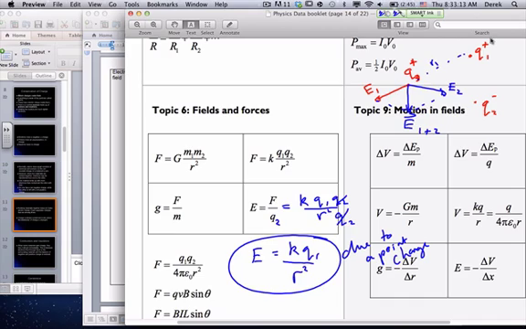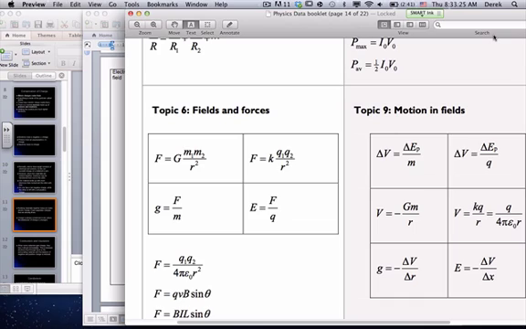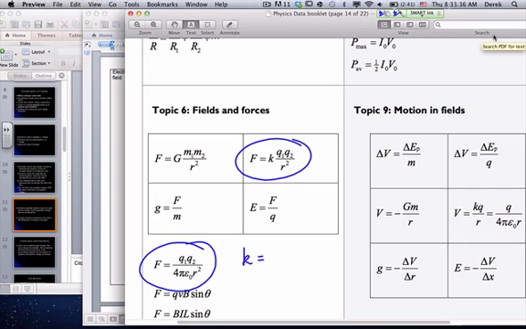So you need to be able to work them out and add up those vectors. Now finally, we also have this formula over here, which is just another way of writing this formula, except we have K is equal to 1 over 4 pi epsilon 0.